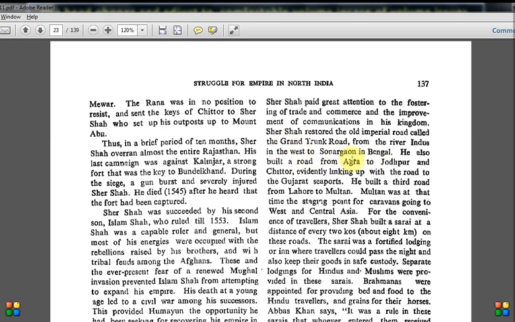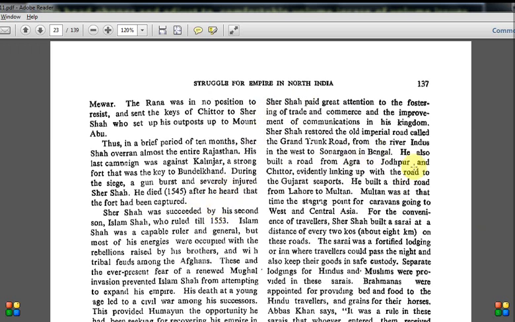He also built a road from Agra to Jodhpur. That's in the western side. Delhi to Jodhpur, Rajasthan, and Chittor, evidently linking up with the road to the Gujarat seaport. So if you see, it's a pan-North India network. From a Kolkata kind of place, it's going till Amritsar, and from Agra it's going to Jodhpur and then Gujarat. So it's like a full triangle, like you can tell two sides of a triangle.